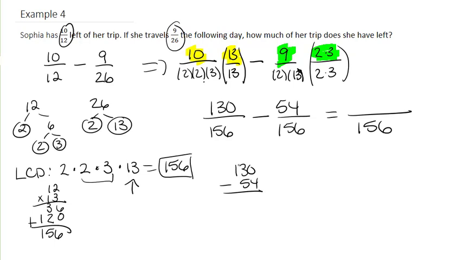Subtract. We need to borrow, so we have a 12. So now we have 10 minus 4, which is 6. And then we'll borrow from the 100. Now we have 12 minus 5, which is 7. So now we have 76 over 156, which is not yet in its reduced form, as we can divide by 2 on both the top and the bottom.